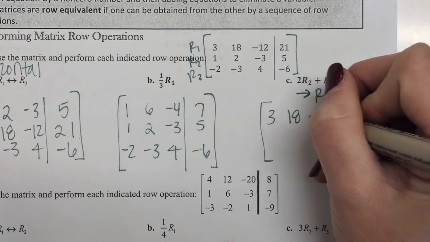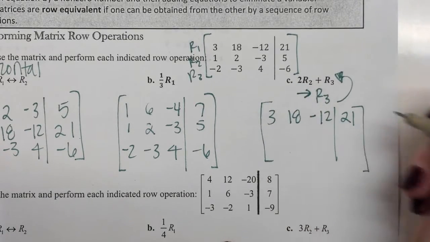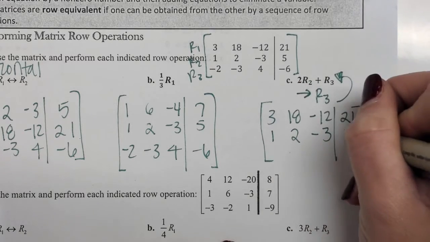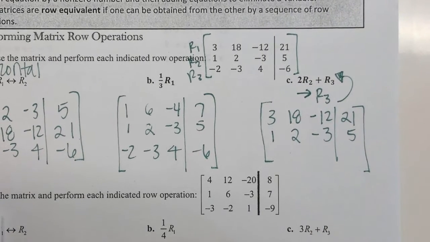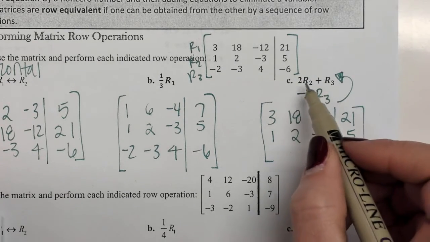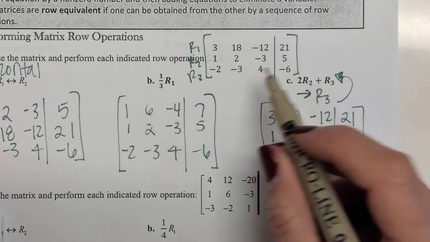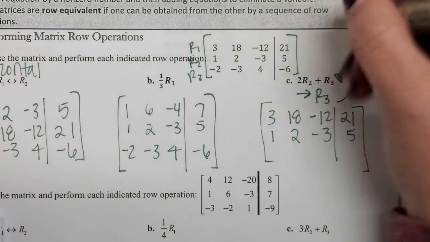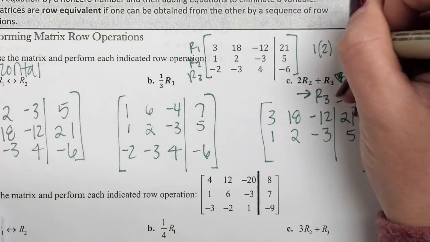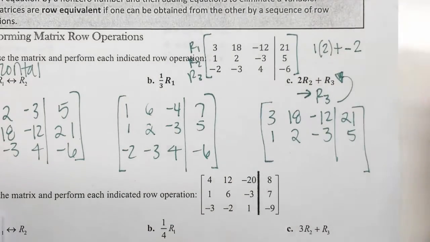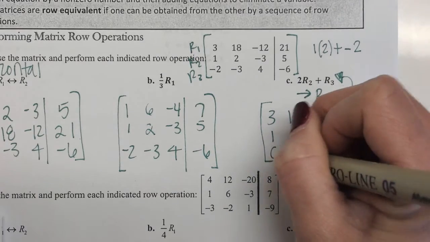Okay, we'll do this one together. Okay, leave row 1 and row 2 the same. Go ahead and write those. Now I'm going to change this row to 2 row 2 plus row 3. So first number in row 2 is what? 1. 1 times 2? Plus row 3, which is negative 2. It's going to be what? Good. Everybody see what I did?